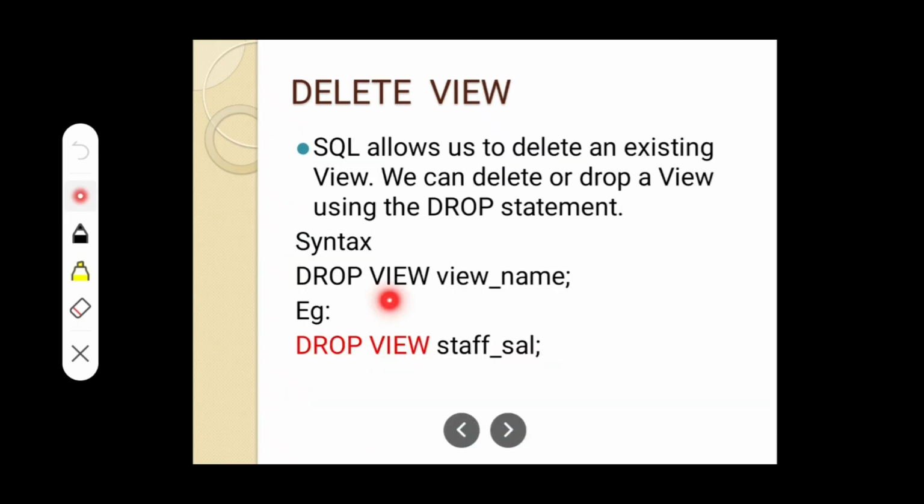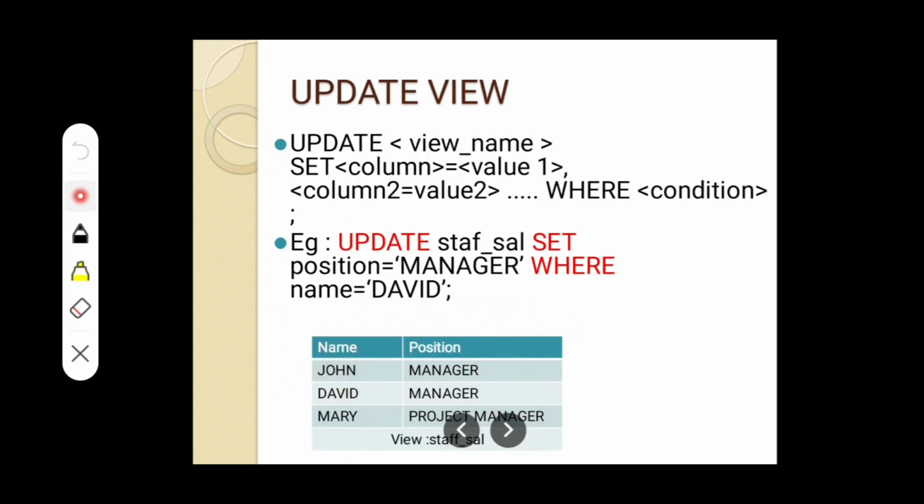Now we wish to remove the view. Just as we delete or drop a table, we can also drop the view. Okay, so the command is drop view name. SQL allows us to delete an existing view. We can drop a view using a drop statement. Example: drop view staff_salary. After executing this, the entire view will be removed. This virtual table will be removed.